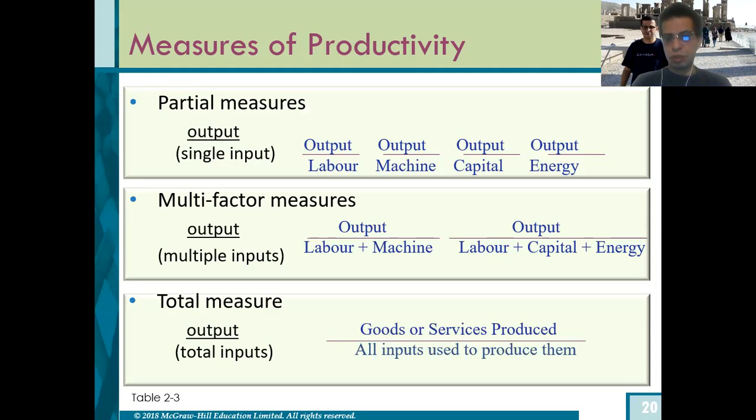And then you have, as we said, the total measures, which is the total output over the total input, which means goods or service produced divided by all input used to produce them. If it's labor, machines, capital, and energy, you add them and you divide the output over the input in a unified unit.